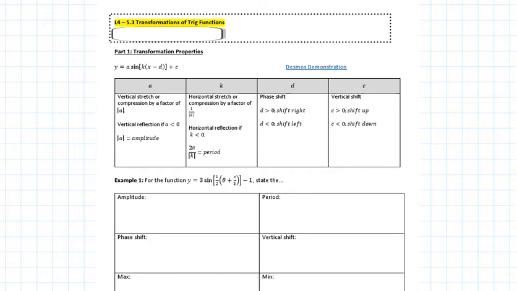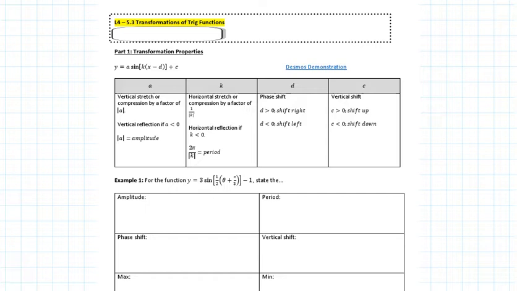Hi guys, today's lesson is about transformation of trig functions. So we have talked about transformation of other functions from quadratic, cubic, all other kinds of function. Now we're going to look at the transformations of the trigonometric functions.